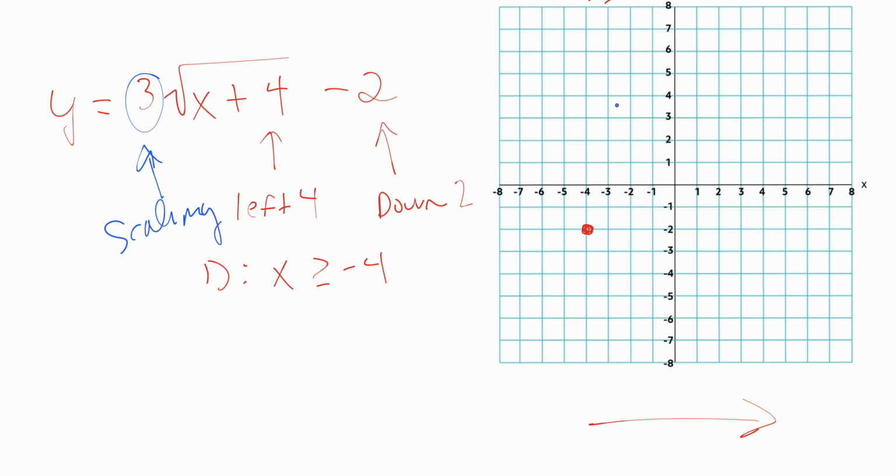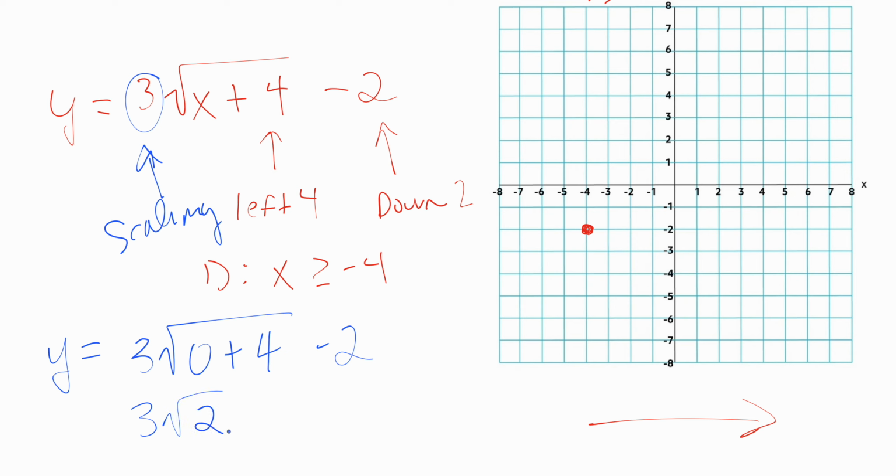Another point of interest, now in the last example we looked at the x-intercept. What if I wanted to figure out the y-intercept? Well, I know that the y-intercept is always when x is equal to 0. Whoops, that should be a 4. I jumped ahead of myself. Root 4 is 2, 3 times 2 is 6, and that makes 4. So I know that my y-intercept is going to be at the point 0, 4.